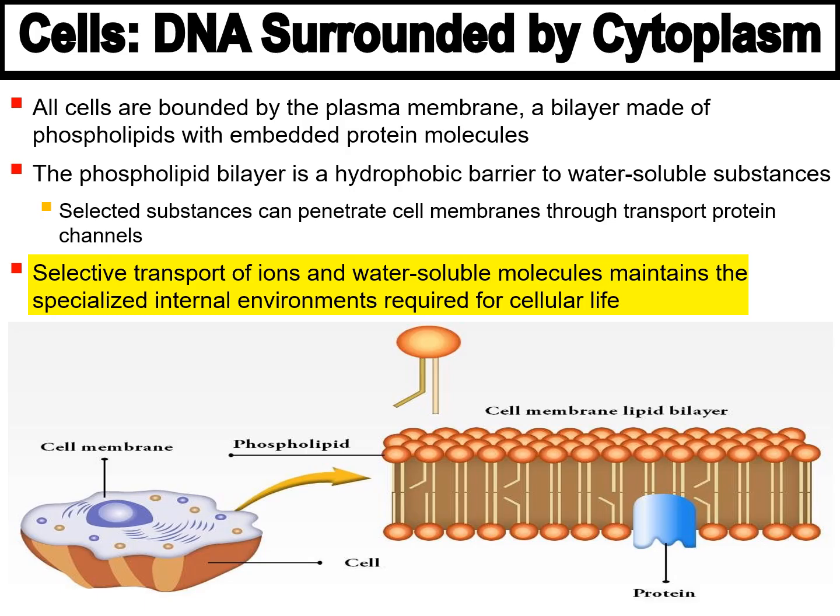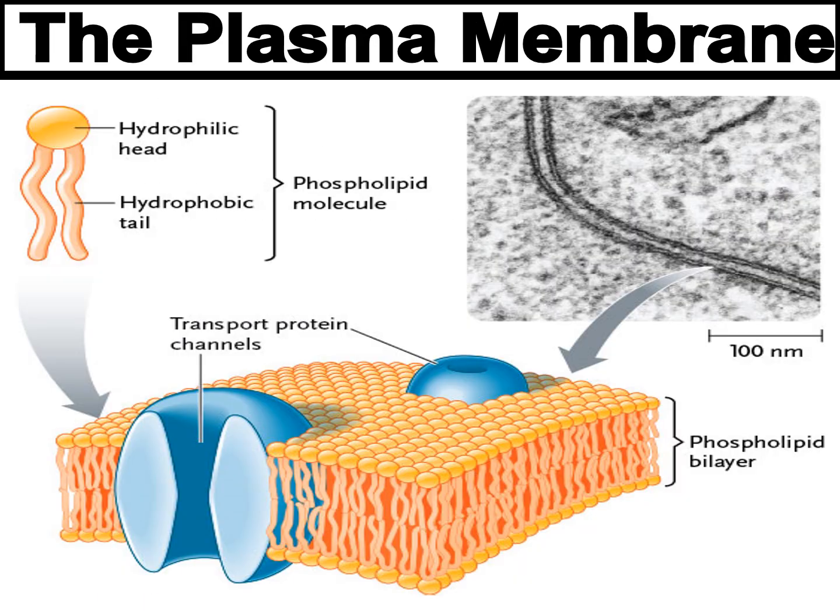The plasma membrane is made up of a phospholipid bilayer. Remember, an individual phospholipid molecule contains a hydrophilic, polar head, and a hydrophobic, nonpolar tail, as shown in this figure. You can clearly see that the phospholipid bilayer also contains transmembrane protein channels that allow certain molecules to enter and leave the cell.